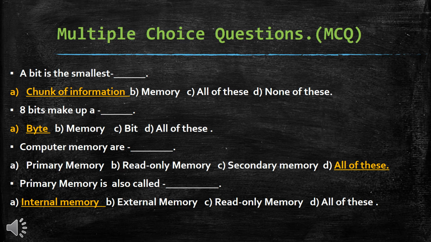The answer is byte. Computer memory are dash: primary memory, read only memory, secondary memory, all of this. That means all the three are the types of memory, that is primary memory, read only memory, and secondary memory. The next one is primary memory is also called as dash: internal memory, external memory, read only memory, or all of this. It is called as internal memory.